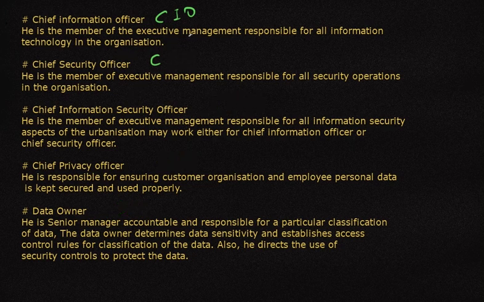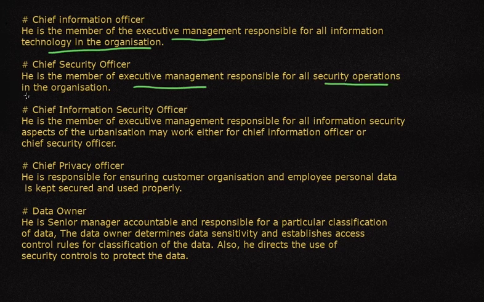Let's begin with the Chief Information Officer, CIO. The CIO is a member of executive management responsible for information technology in the organization. Next is the Chief Security Officer. He is also a member of the executive management and is responsible for all the security operations in the organization. So the Chief Security Officer is mainly concerned with SecOps, security operations in the organization.